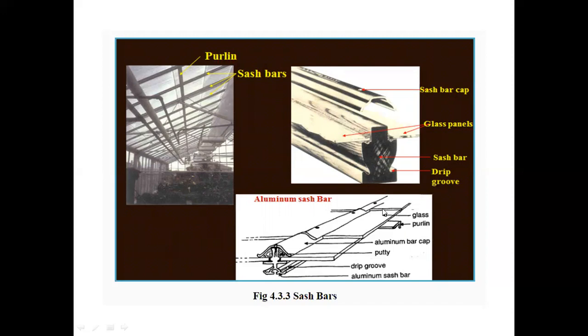Also, here you can see the glass purlins below that. Then these are the aluminum sash bar, aluminum bar cap. There is glass kept upon these purlins and all that. Again, you can see glass panels, sash bar cap, drip groove is also used. Here you can see the sash bars and purlins. Purlins run perpendicular to the sash bars.